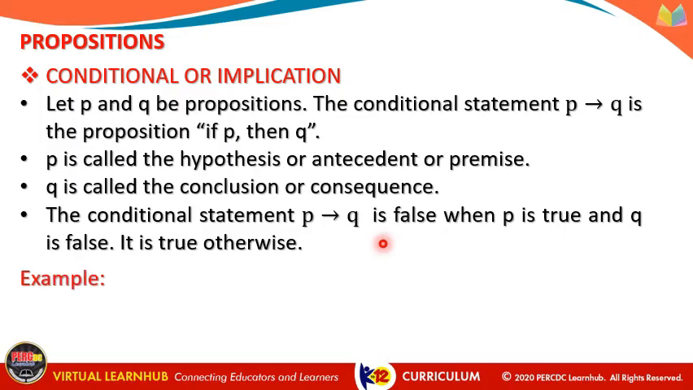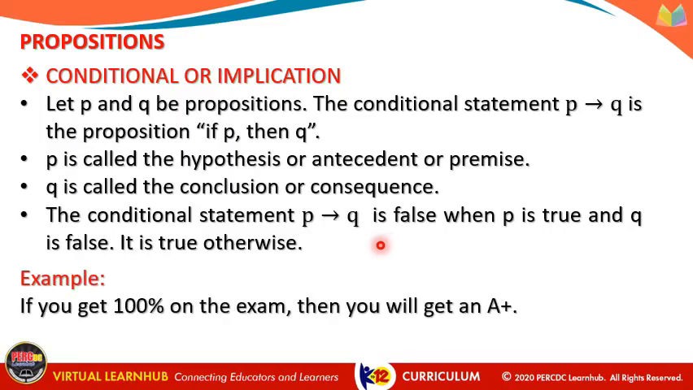Let's have an example. If you get 100% on the exam, then you will get an A+. If you are going to identify what is the antecedent here, the antecedent is this one: you get 100% on the exam. What is the consequence? The consequence is this: you will get an A+. So this is a conditional proposition.